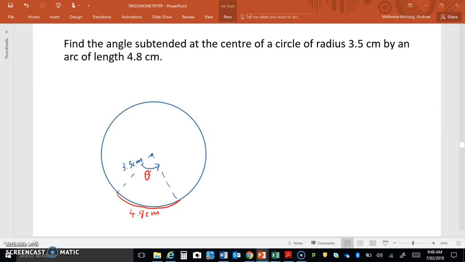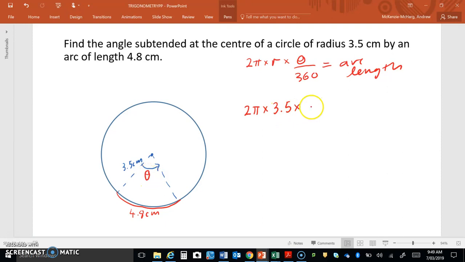So, if we write down the formula, we know that 2 pi r times theta on 360 is equal to the arc length. So if we put all the stuff we know into this formula, we're going to get this. 2 pi times the radius of the circle, which is 3.5, times theta, that's the angle we're trying to find, we don't know that, equals the arc length, we're told that's 4.8 centimetres.